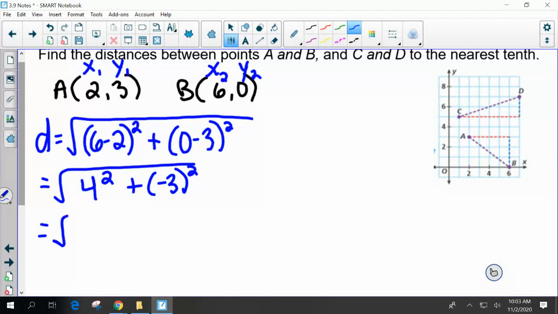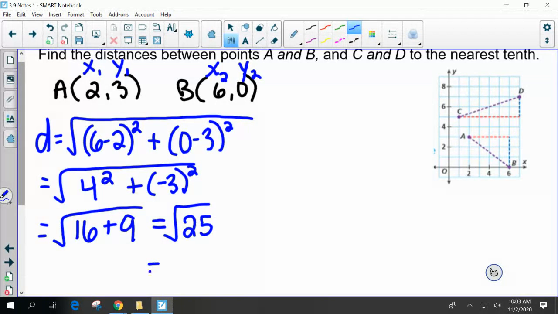Okay, so then I'm actually going to square them. So 4 squared, 16, plus negative 3 squared is positive 9. And then I'm going to add them together. So you get the square root of 25, which equals 5. Yeah, that's a lot.